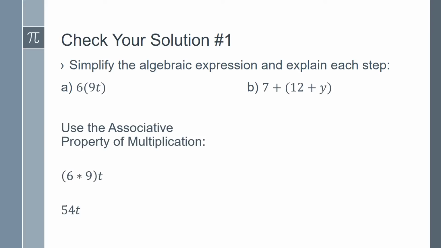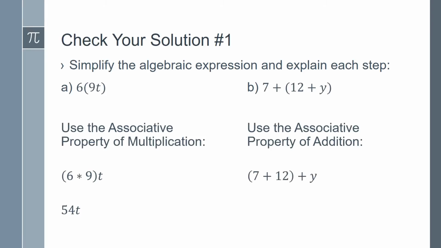Next, for part B, we will need to use the associative property of addition. We started with 7 plus parentheses 12 plus y. We can rewrite this expression as, in parentheses, 7 plus 12 plus y. This simplifies to 19 plus y.